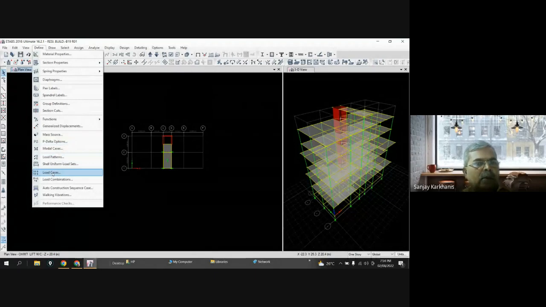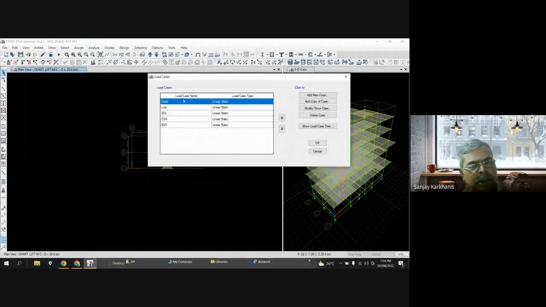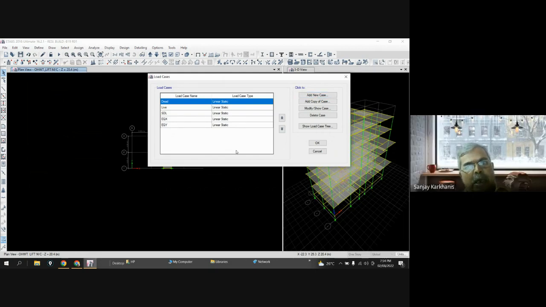So under load case, you will see that whatever primary load cases up till now you have defined are there, and these are going with linear static. So what is the load case type? Dead load linear static, live load linear static, STL linear static, EQX is also linear static, and EQY is also linear static. Now you have to define a dynamic load case, and that you can define with add new case. बराबर ना? Yes, sir.